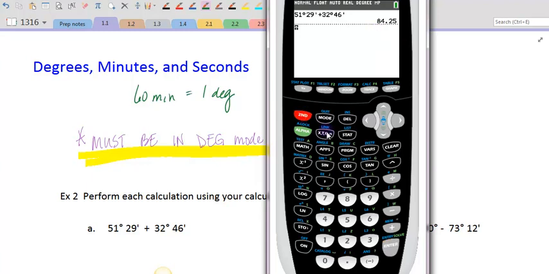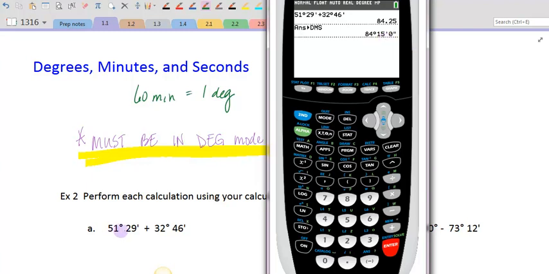So we go second apps, choose option number 4. So this is degrees, minutes, and seconds. It's going to take my answer and convert it into that. And there you can see it put it into 84 degrees 15 minutes with 0 seconds, which is the answer that I'm going to look for.